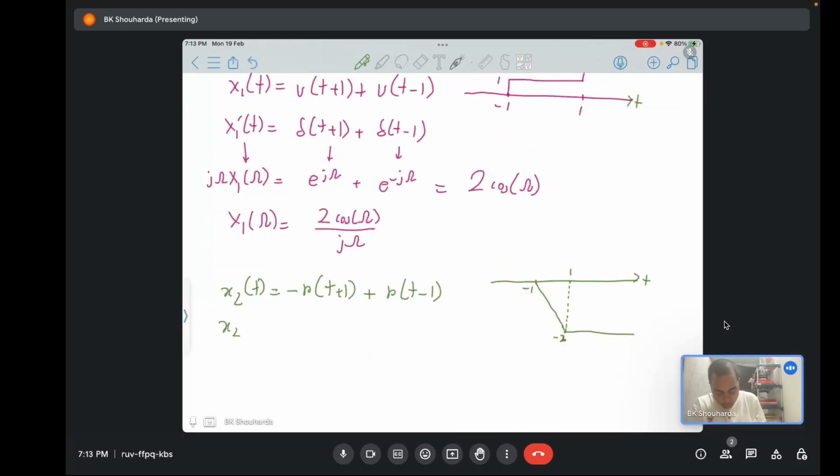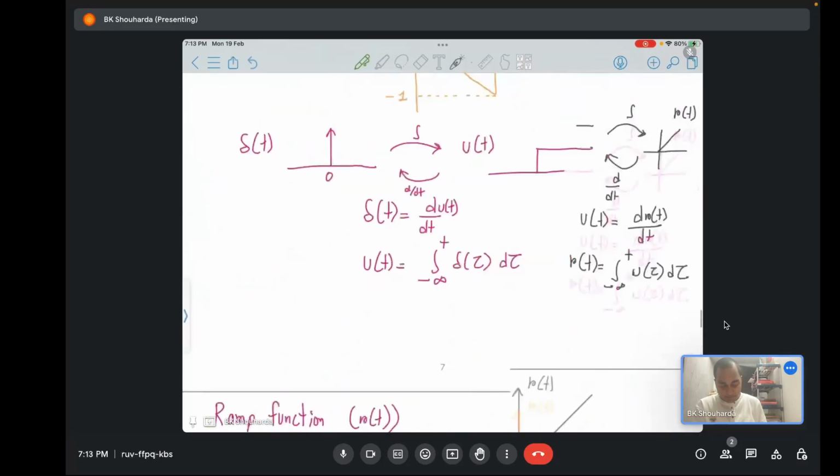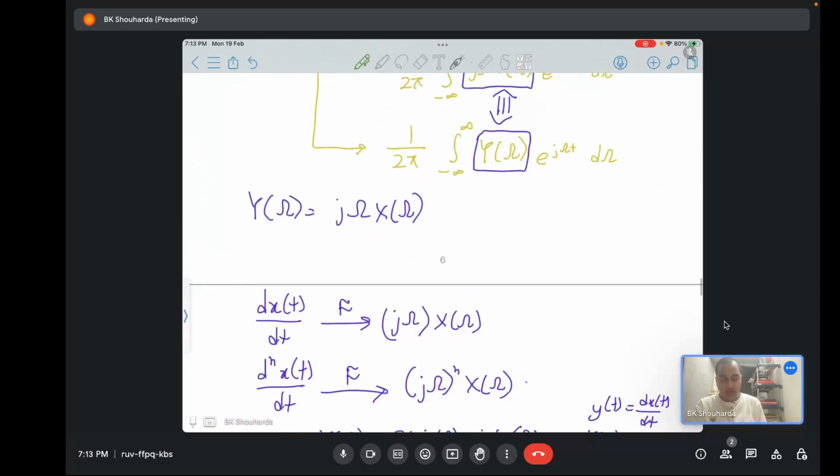Now if I differentiate it, x2 prime(t) is minus u(t+1) plus u(t-1). I further differentiate it. x2 double prime(t) gives me the Dirac functions. I wanted to reach these Dirac functions so that I can find their Fourier transforms very easily. And what do I use? It's a double derivative, so I use this rule over here: the Fourier transform of the nth derivative is the nth power of jω times X(ω).